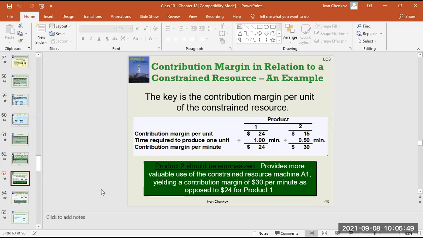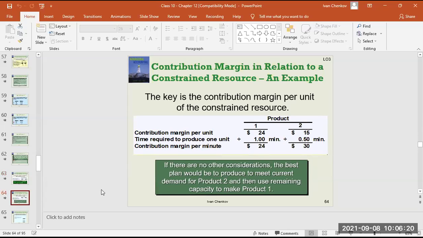The calculation will be this. Product 1, 1 unit for 1 minute, is $24 per minute. For product 2, 2 products at $15 is $30 per minute. So the company should focus on product 2, and once we have extra capacity, or whatever is left of the capacity, then we can go to product 1. That's how we're going to maximize our profit.